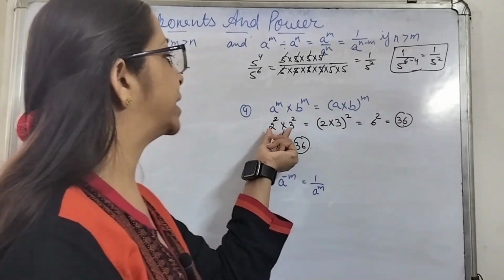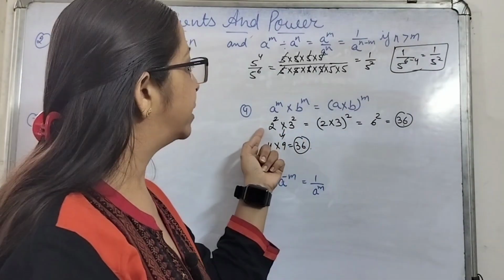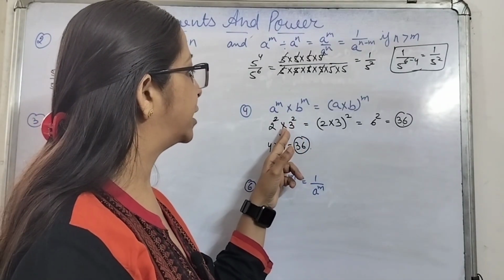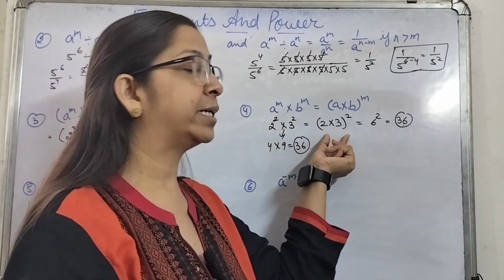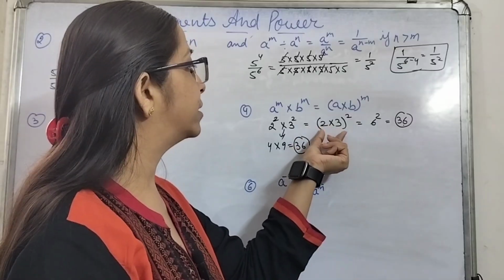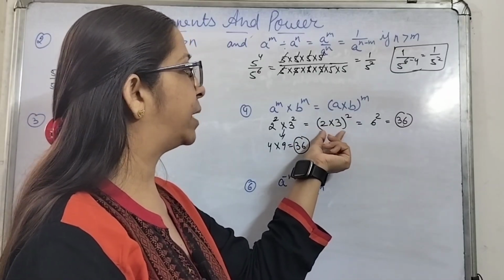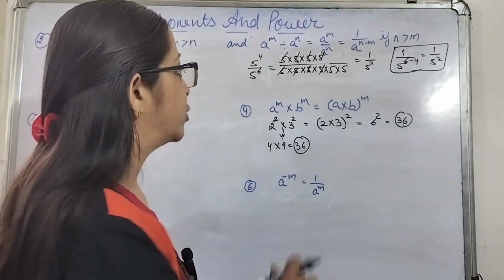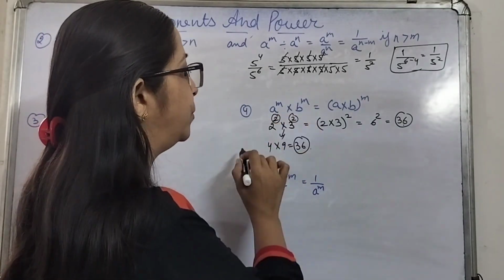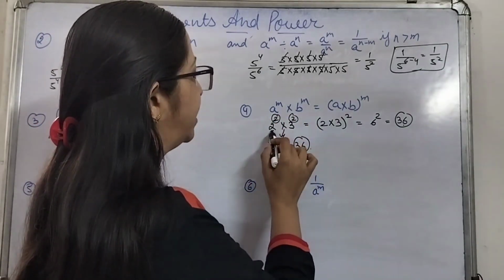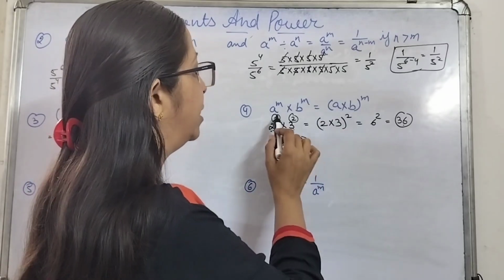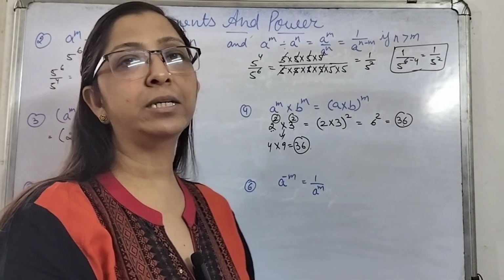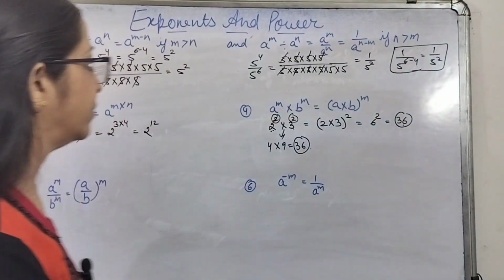That means if bases are different and both the bases are having the same powers and there is a multiplication sign in between, then we can multiply the bases and keep this product. The power of this product will be the same as what the individual bases were having. So individual bases were having power 2. So first of all we will multiply the bases, that is 2 multiplied by 3, and the power of this product will be 2. So this is how we can solve this.